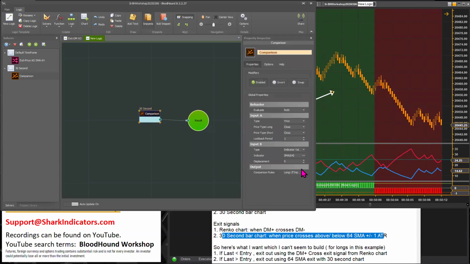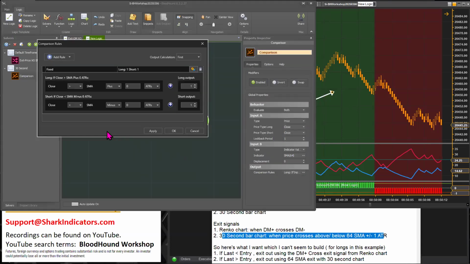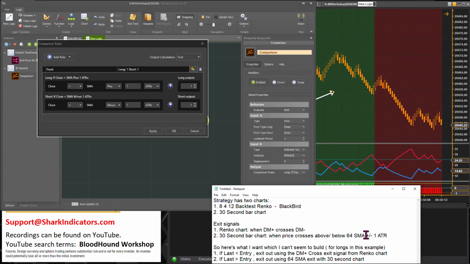All right, let me just open this back up here and make sure everything's correct. Let's see. Yeah, so we need to put in that ATR value there. There we go. I guess we're adding an ATR when in a long trade there.